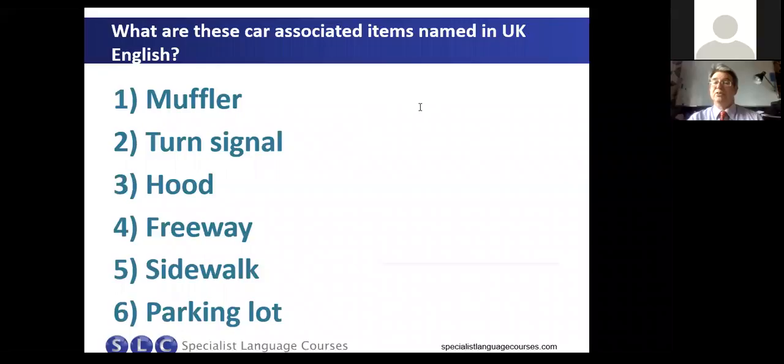Number 5, sidewalk. Somebody said pavement. Okay. Any others? Angela has suggested 6, parking lot might be parking space. Okay. Got 5 as walkway, 6 as parking space. Somebody suggested car park for 6. Interesting. We've got some differences there. Freeway, we've got a suggestion as highway.